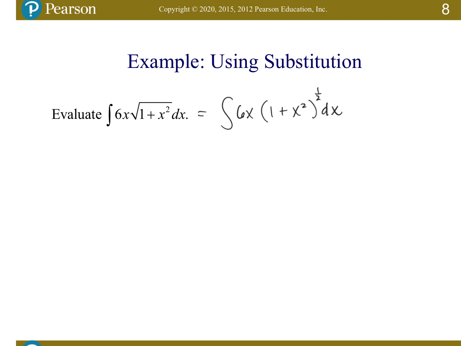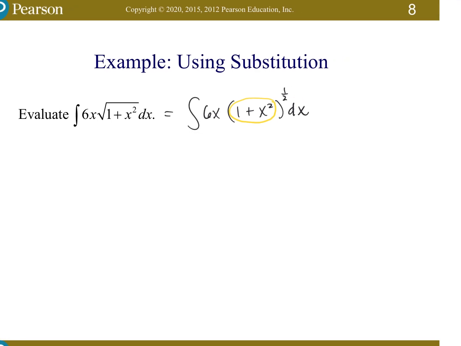So what do you pick as your u? Still, rule of thumb number 1 trumps rule of thumb number 2. If you've got parentheses, that's going to be your u. So we're going to choose this to be our u. Don't worry about the 6x hanging out there as a value out in the front. It will take care of itself. We're going to pick 1 plus x squared to be our u.